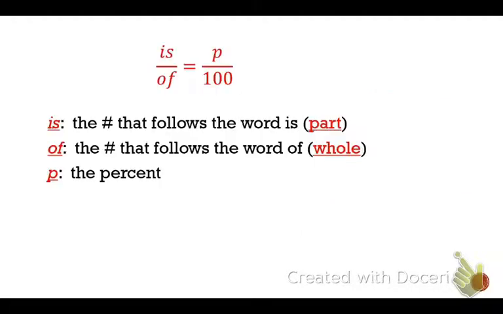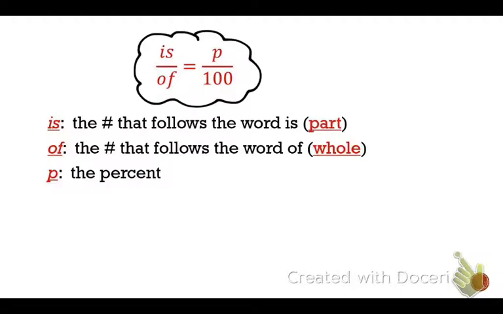The first thing that I want you to do, you'll see up at the top, there is a little cloud. I want you to take out your red pen and in the cloud put this formula. Is over of equals P over 100. So once again, you are writing that formula, is over of equals P over 100, in the cloud that's at the top left of your notes.